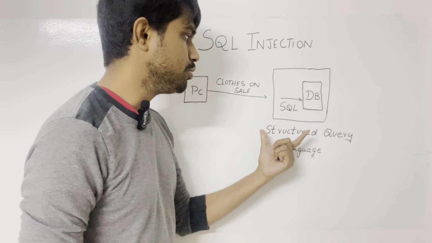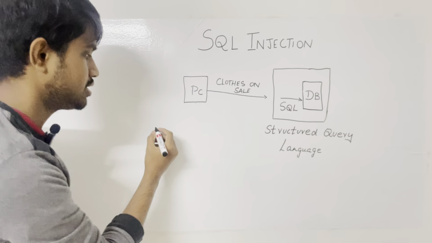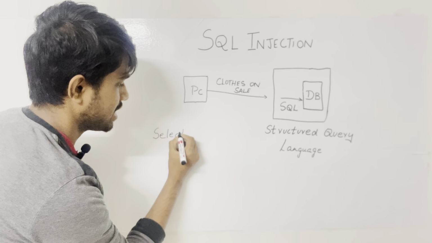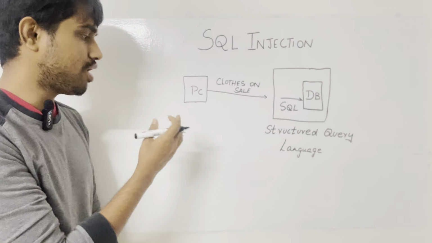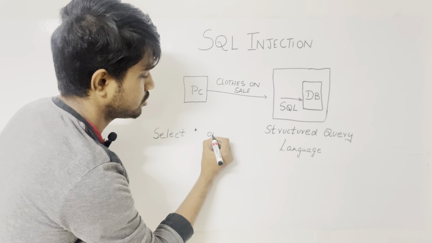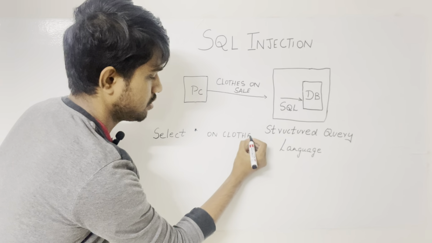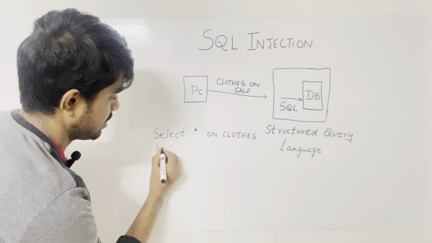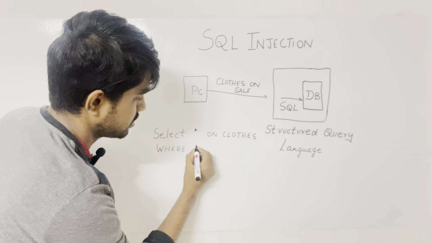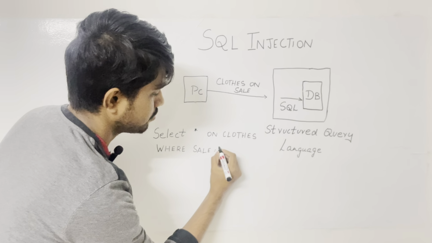So how an SQL looks is, say you want clothes on sale for a particular date. How it looks is: select star on clothes, for example, where sale equal to true, for example. Not exactly, but I'm just giving you a sample query so you know how it looks, right?